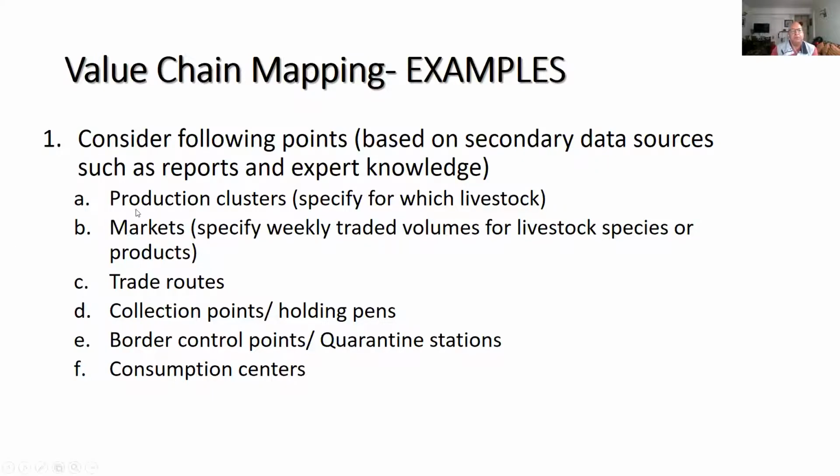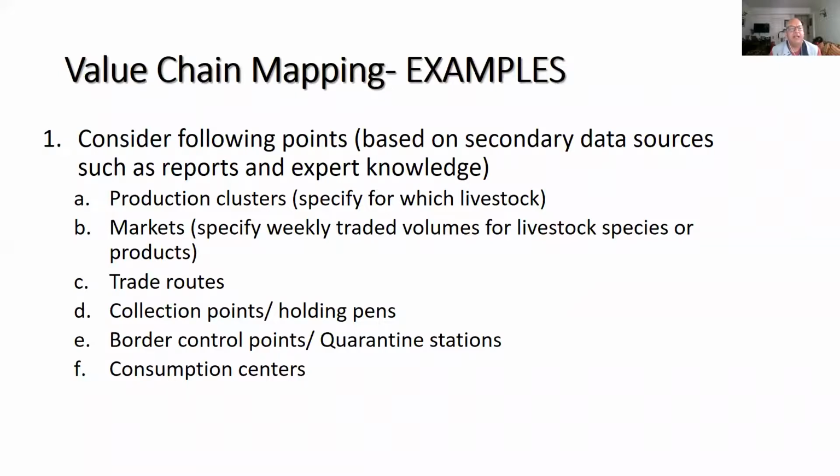For example, your production system, production clusters, and then your markets, how the animals are sold, and the trade routes, how the animals are moving from one place to another, and the collection points or holding pens. For example, in case of FMD, you have milk collection centers. You also need to know border points and quarantine stations, and where there is no quarantine, what the system of trade is, and the consumption sector. These are very, very important points.